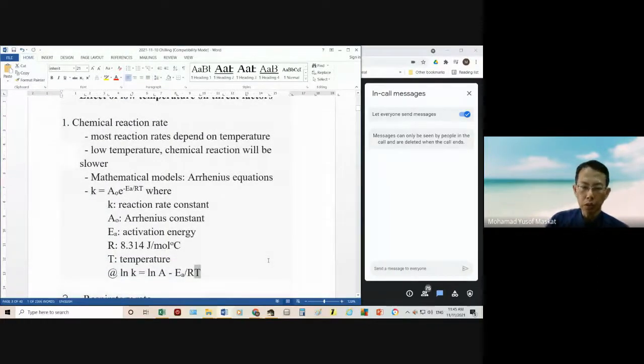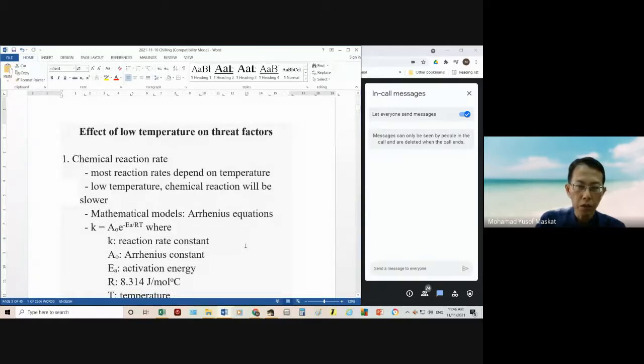When we lower the temperature, the chemical reaction rate also slows down. That will slow down the degradation of the food products, and in doing so, we will be able to extend the shelf life of the food products. That is how low temperature produces an extended shelf life for food products.